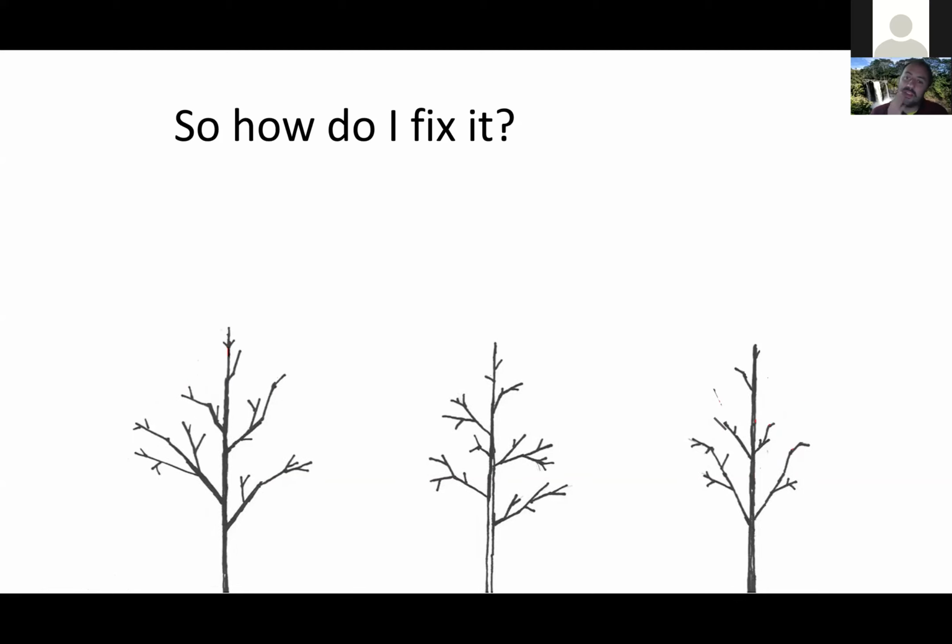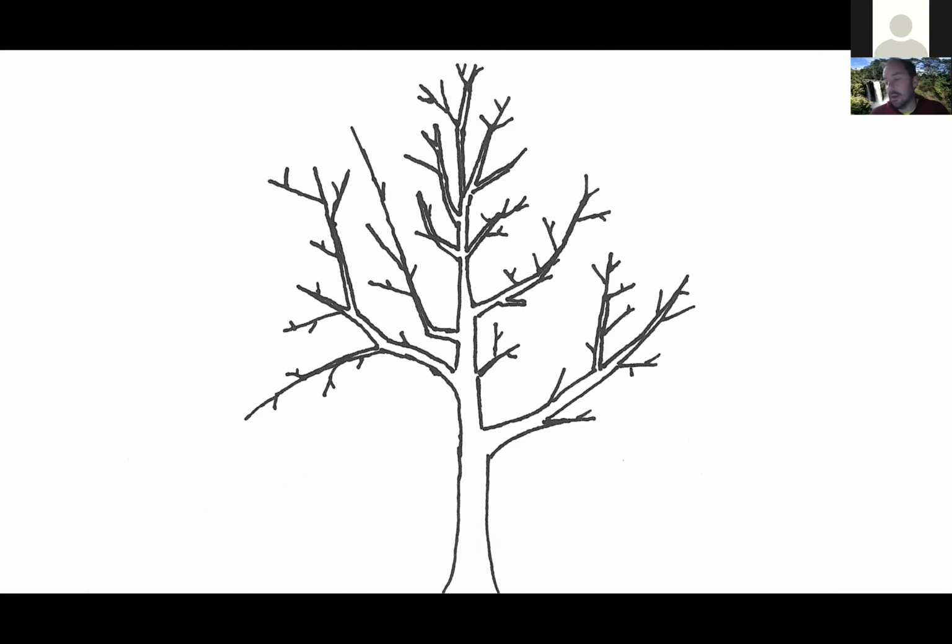I've got one more. This is maybe a little larger tree. Again, I'll give you just a few seconds to look at it and think about what structural defects it has and how you would address them.